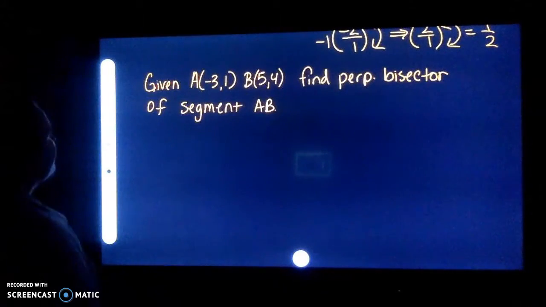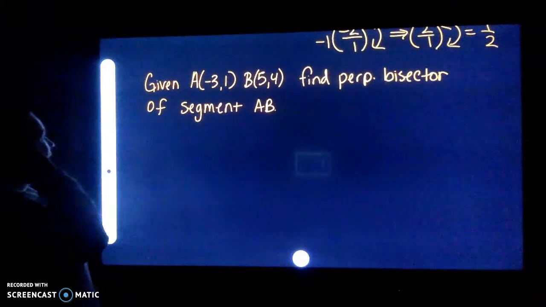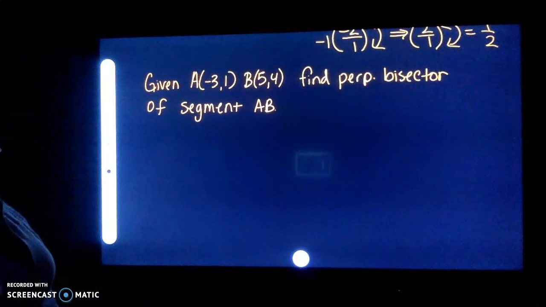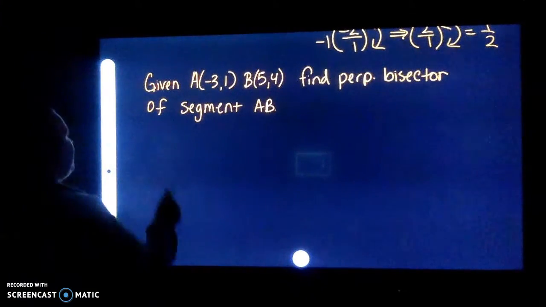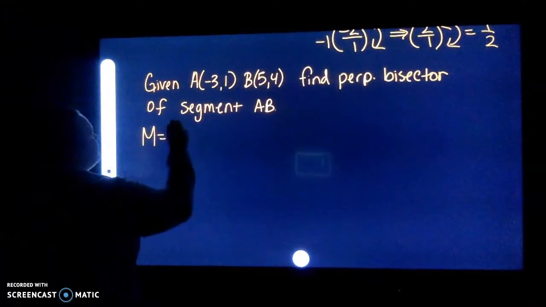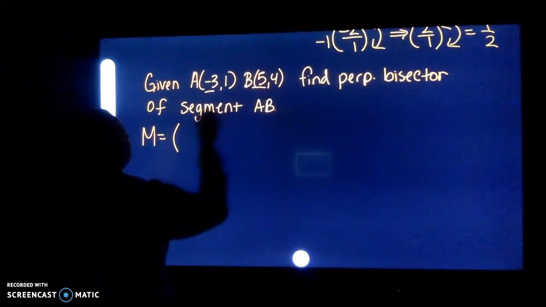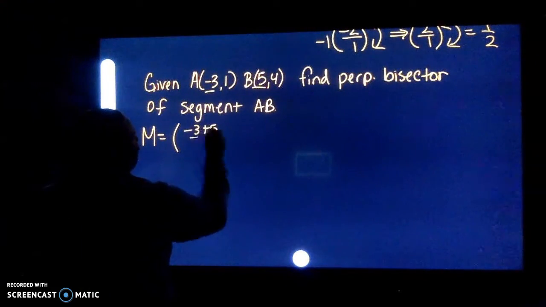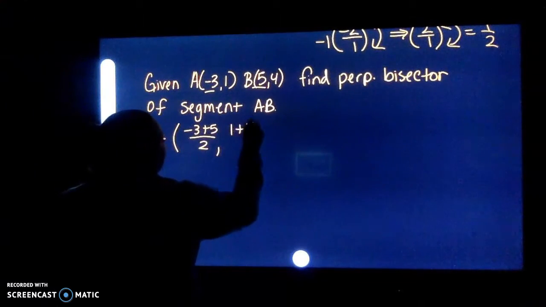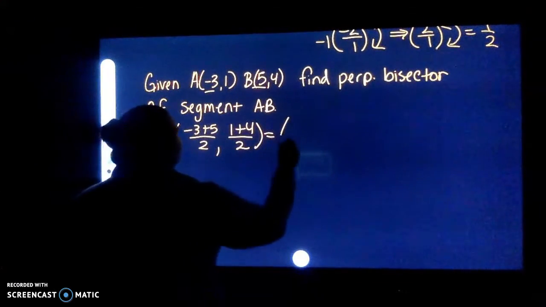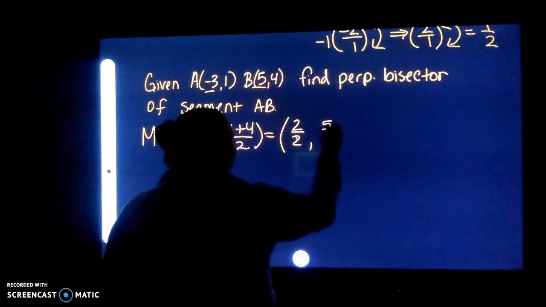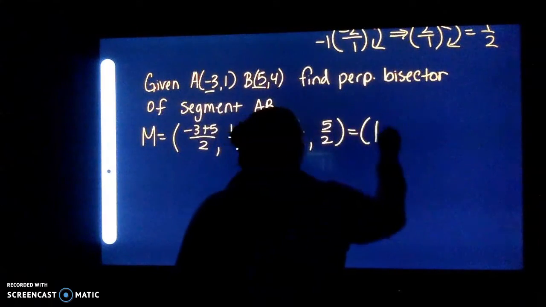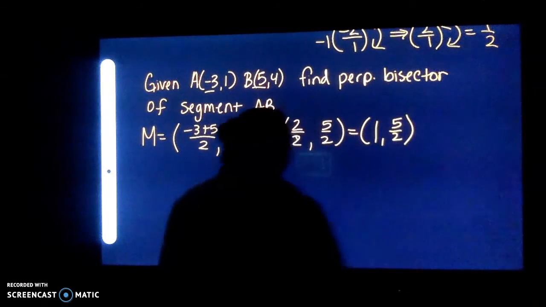I went ahead and wrote this. The first thing I need to do, since I want to find the equation of the line that is perpendicular to segment AB, so I want the perpendicular bisector, which means it goes through my midpoint. I need to find that midpoint. So that's our x's added together and then divided by 2, and our y's added together and divided by 2, which comes out to be 2 over 2, comma 5 over 2, which reduces to 1, 5/2.